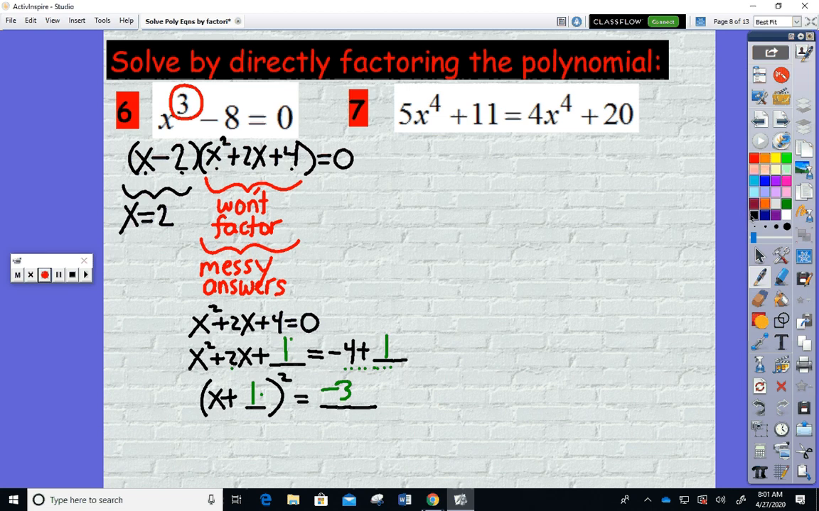Now you've got the x plus 1 squared isolated. Remember, why do we do complete the square? Because it sets us up to take the square root of both sides of the equation. And don't forget, when you take square roots of both sides, you introduce the plus or minus.